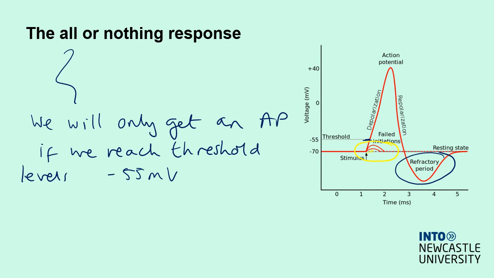The other thing with the all or nothing response: you either get an action potential or you don't get an action potential, but the size of the action potential is always the same. So the action potential goes from -70 up to +40 and then back down again. Same size regardless of the stimulus. The only thing that will change, if it's a very big stimulus, is that you might get the action potentials more closely together.